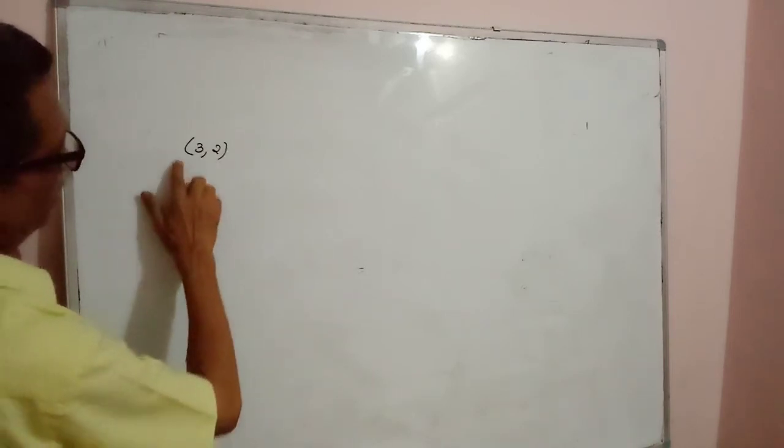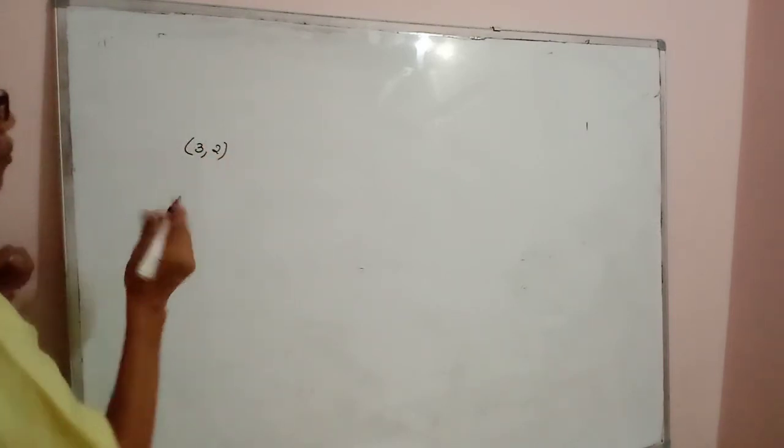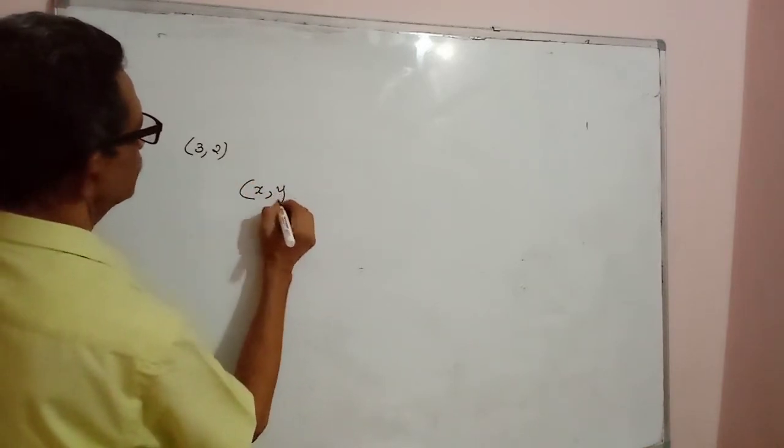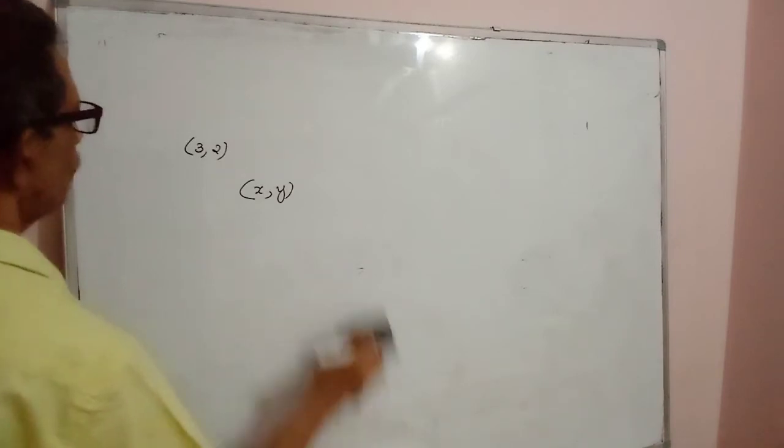Coordinate geometry, a point written like this is represented. Usually the first one is called the x coordinate and the second one is called the y coordinate.